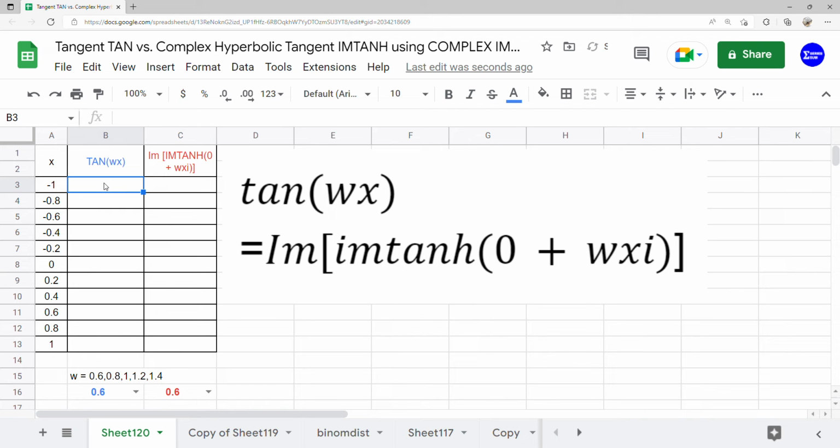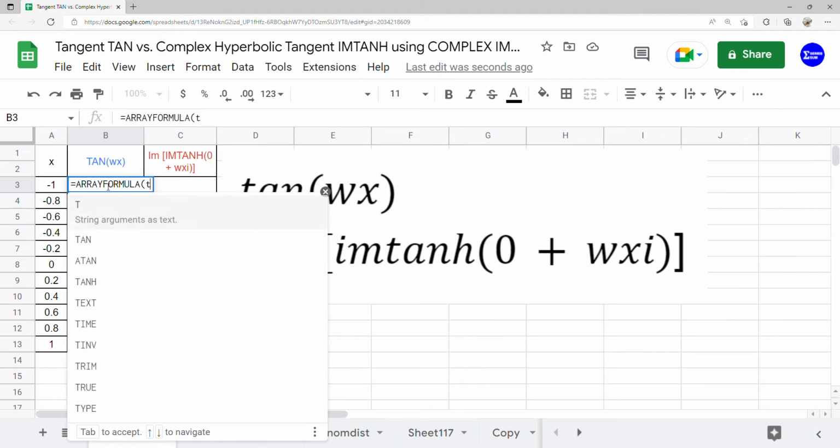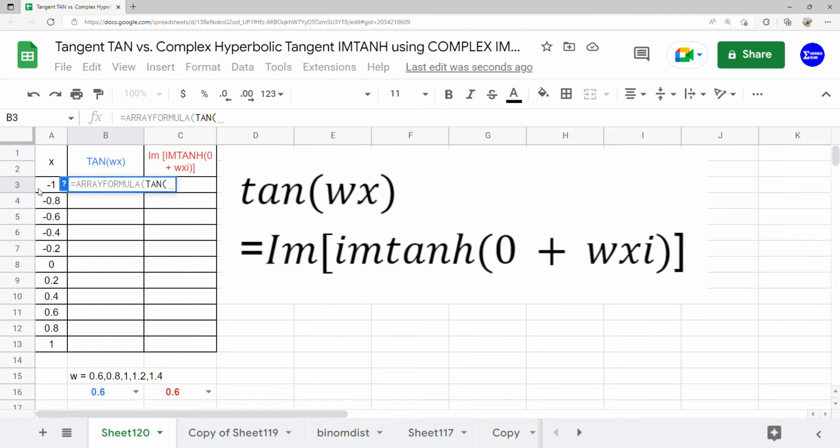Now we continue with the data set of the trigonometric tangent. So array formula, tangent of W times X. It's W times X. And we continue with the hyperbolic, complex hyperbolic tangent.